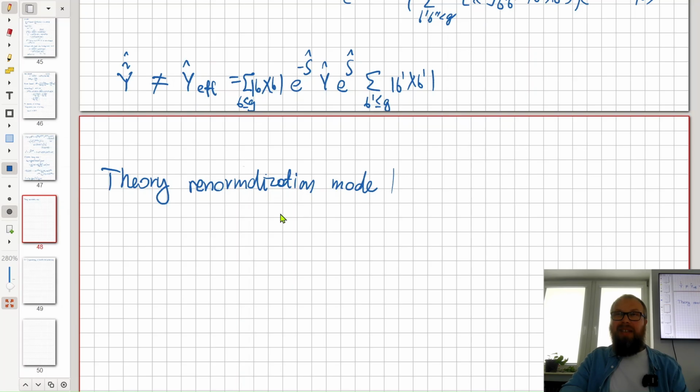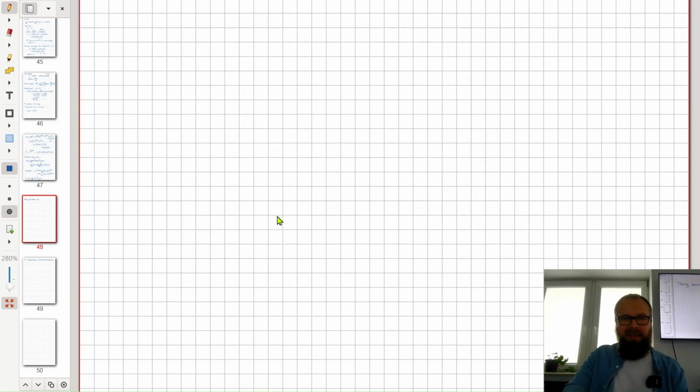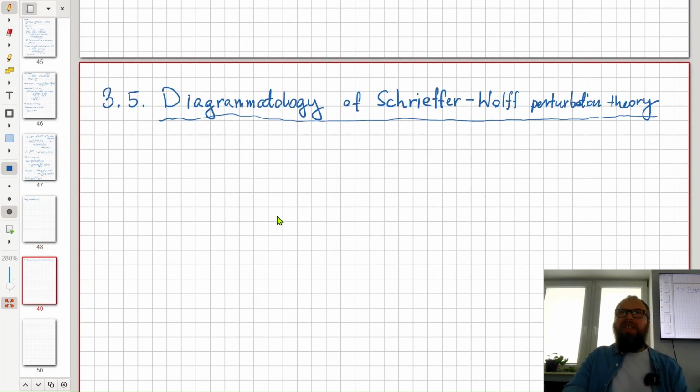So what else is to be said here? The way we obtained our terms of this perturbation theory previously was very ad hoc. We just came in without a plan and said, let's do some stuff and see what happens.